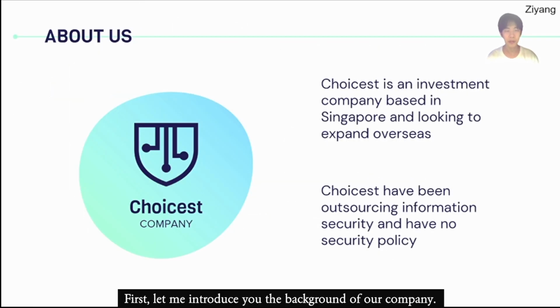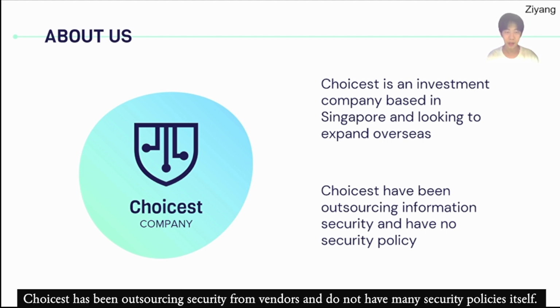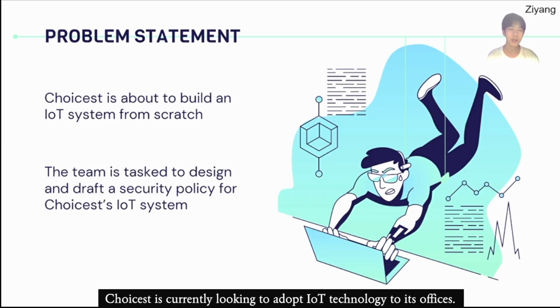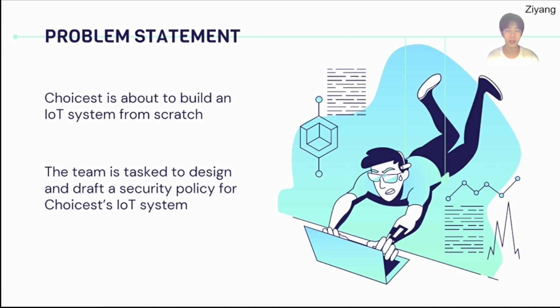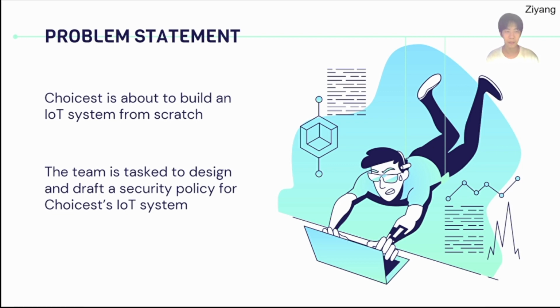First, let me introduce you the background of our company. Choices is a startup investment company based in Singapore. We have been planning on expanding our market overseas. Unfortunately, as a startup company, Choices has been outsourcing security from vendors and does not have many security policies itself. Choices is currently looking to adopt IoT technology to its offices. As a security management team, our task is to design and draft a security policy for the IoT system.